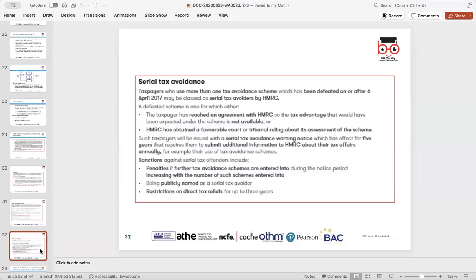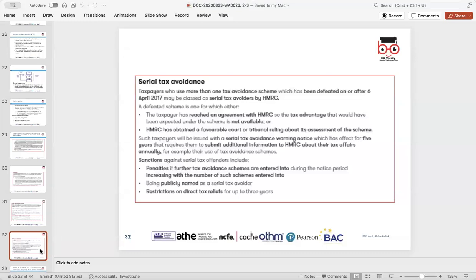When HMRC identifies a taxpayer as a serial tax avoider, they issue a serial tax avoidance warning notice that remains in effect for 5 years. This notice requires the taxpayer to provide additional information to HMRC about their tax affairs annually, including details about their use of tax avoidance schemes.